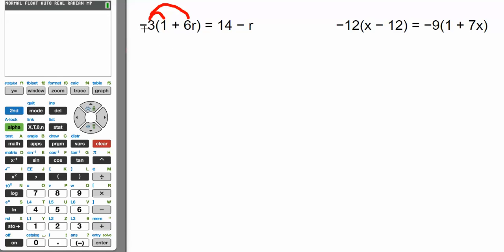And what you do is you take the coefficient and you multiply it by each term inside of the parentheses. So negative 3 times 1 is negative 3, and then negative 3 times 6r is negative 18r. I almost slipped up there for a second. Negative 18r equals, well, there was no set of parentheses, no distributive property, so we can just drop this one down.